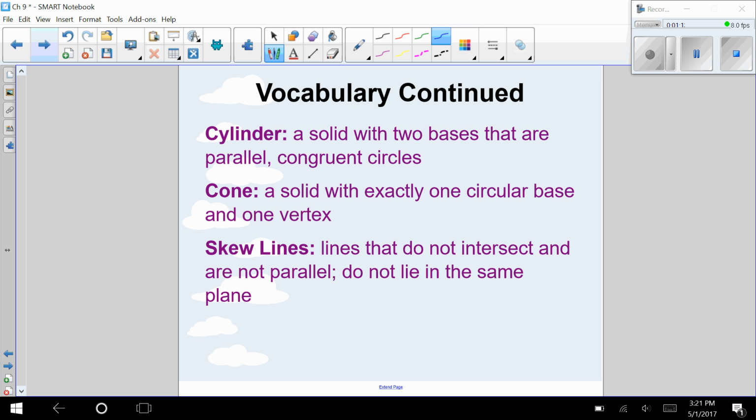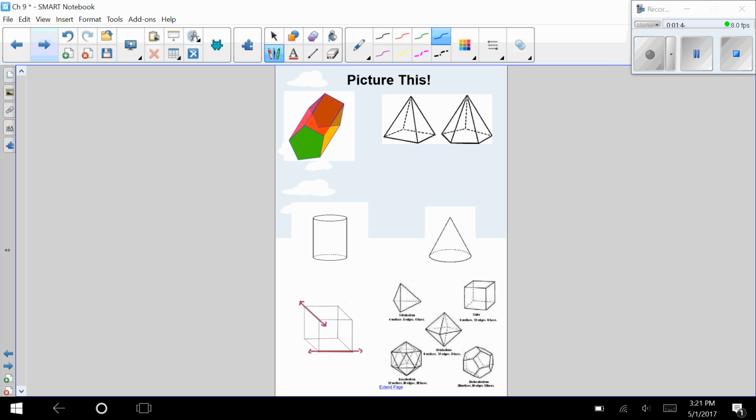A cylinder is a solid with two bases that are parallel congruent circles, so like a prism, except circles instead of polygons. A cone is a solid with exactly one circular base and one vertex, so like a pyramid except with circles. And skew lines are lines that do not intersect and are not parallel. They don't intersect because they don't lie in the same plane. So maybe one's going straight up and down, and one's going all crazy like that in different planes, so they won't actually intersect.